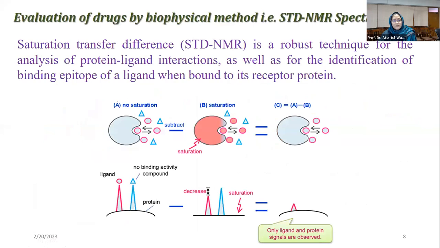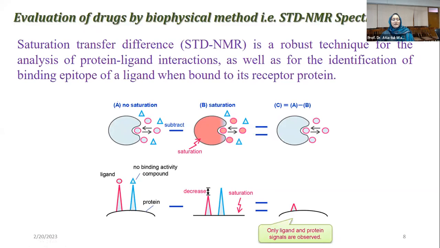This is another way of representing the same thing. There is one more important limitation: we usually have a very high concentration of the ligand compared to the protein, usually 100 to 200 times more than the concentration of the protein. So these ligands are in equilibrium between bound and unbound states. If a ligand binds tightly with the protein, it will not come out after getting the saturation, and we will not be able to observe the STD signal, though it is already bound. This is a limitation of STD.